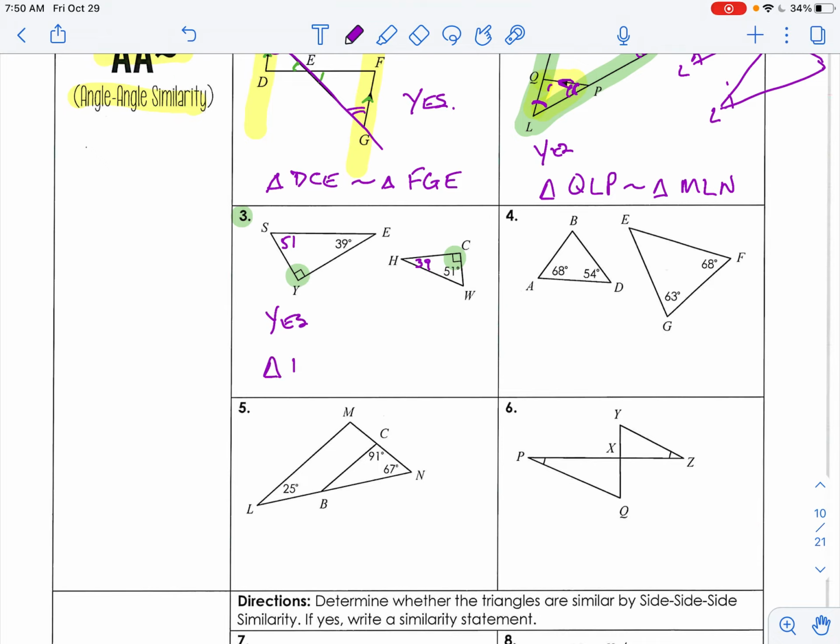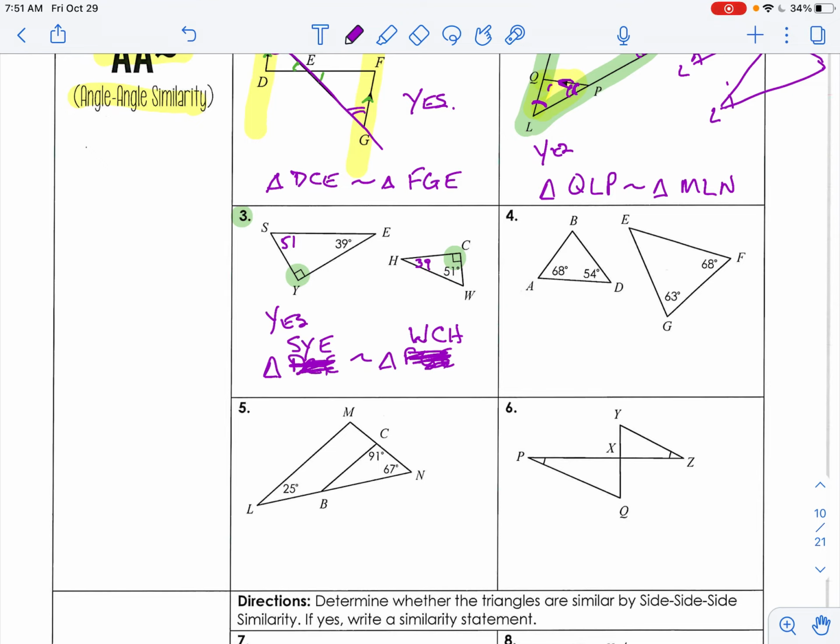All right, and then again, just to practice, that would be DCE is similar to triangle FGE, if you follow that. Okay. All right, now let me just look here at number 4 real quick before we move on. Oh wait, that's not right. These are the wrong letters. So number 3, if I do it, it's going to be SYE, sorry, and WCH, of course. Not the DE. I don't know what I was doing.